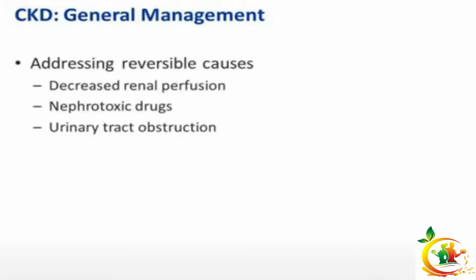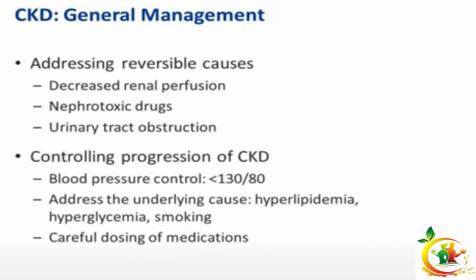Once reversible causes of CKD have been addressed, the mainstay of CKD management is controlling disease progression. This usually involves relatively strict control of blood pressure, currently to a target of less than 130/80, optimizing management of underlying causes such as hyperlipidemia, hyperglycemia, and smoking, and careful dosing of medications to avoid their nephrotoxic effects and/or adverse effects due to reduced renal clearance of drugs.